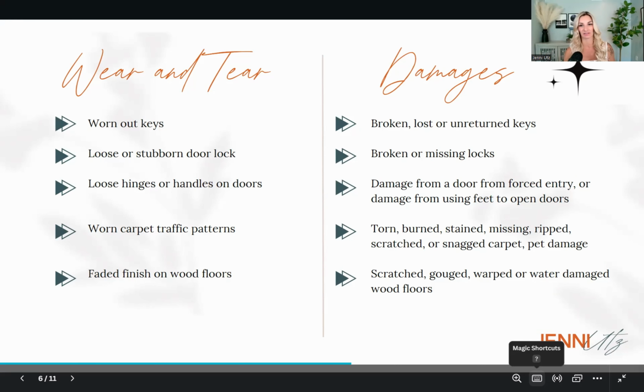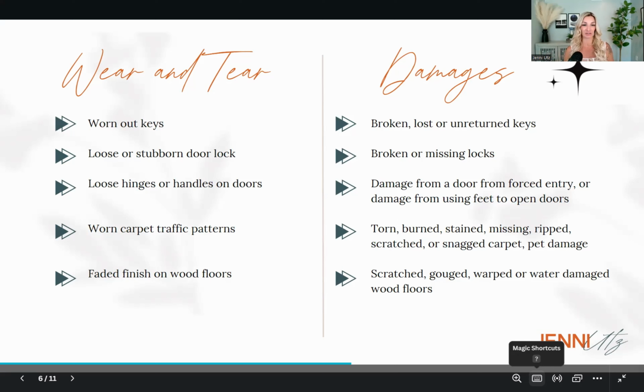Some more examples of what wear and tear look like. Worn out keys versus broken, lost, or unreturned keys. For us, we give each of our tenants 2 keys unless there's more adults that occupy the house. But in a normal situation, they get 2 keys. So if we don't get 2 keys back, that is considered damage, and that would be reported on their statement of deposit and charged to them. Loose or stubborn door locks, that's just wear and tear of a property versus if they're breaking the lock or it's missing. Same with loose hinges, worn carpet, and traffic patterns.